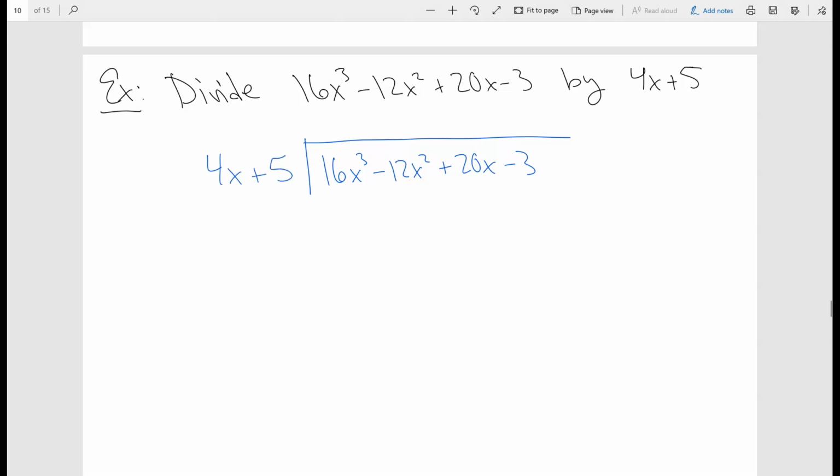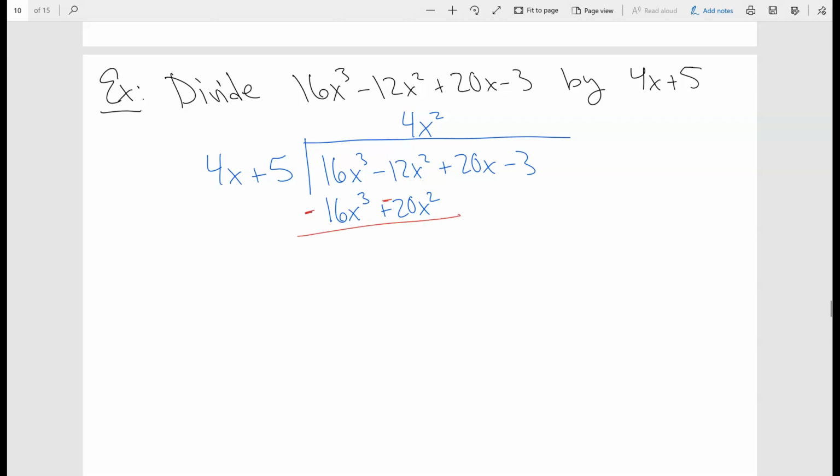Okay. All right, so the first thing that we're going to do is try to get rid of the 16x cubed. So we're going to have to multiply this 4x by something to get rid of that 16x cubed, or make it the same. So I'm going to multiply this by 4x, and I'm going to have a squared there because I have to get rid of the x cubed, and I also have to get rid of the 16. So this is going to give me 16x cubed over here. And then 4x squared times 5 is going to give me a positive 20x squared. So this is going to change into subtraction.